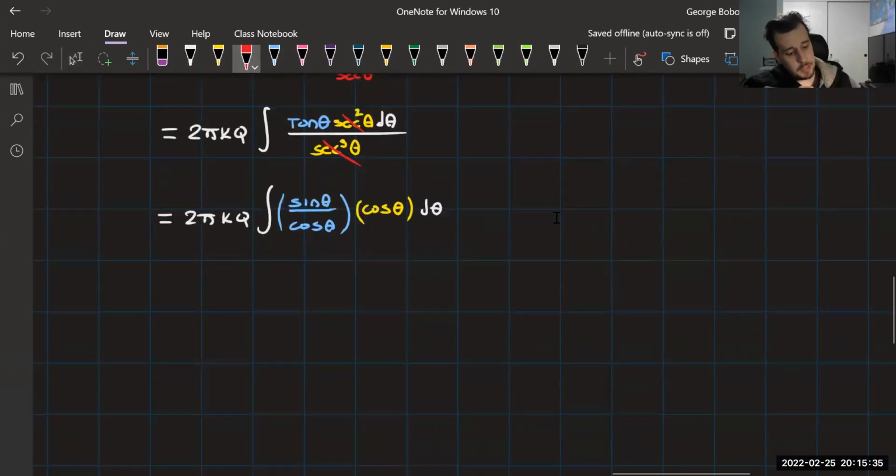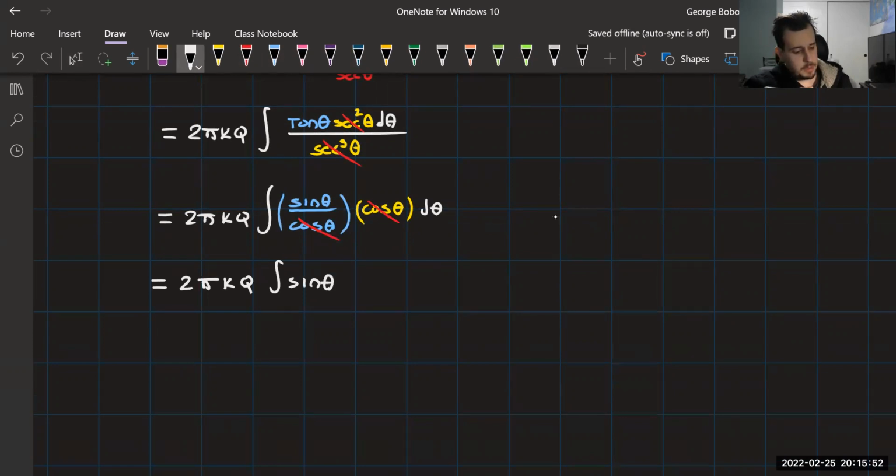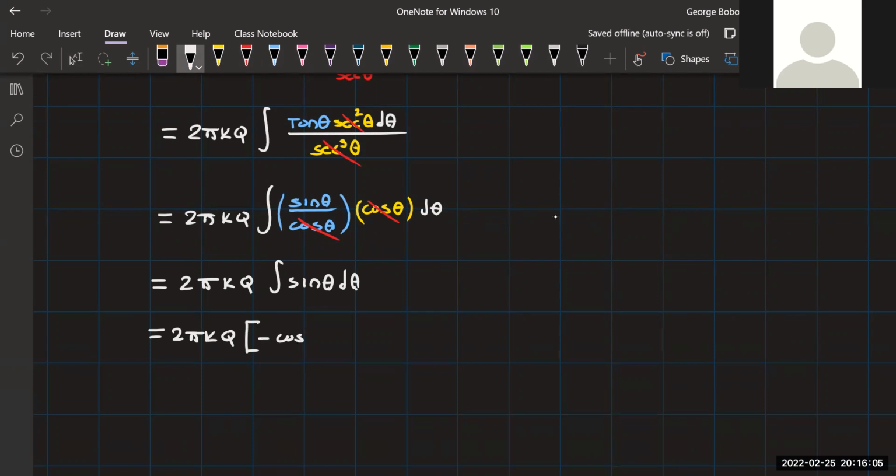So you realize again that this goes away, that goes away, and what are you left with? It's just a sine function. Whoa, that's convenient. Integral of sine? Negative cos theta.